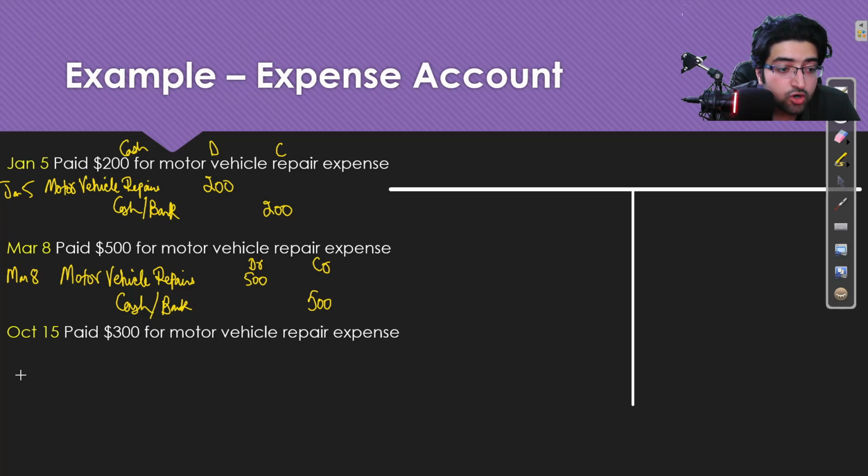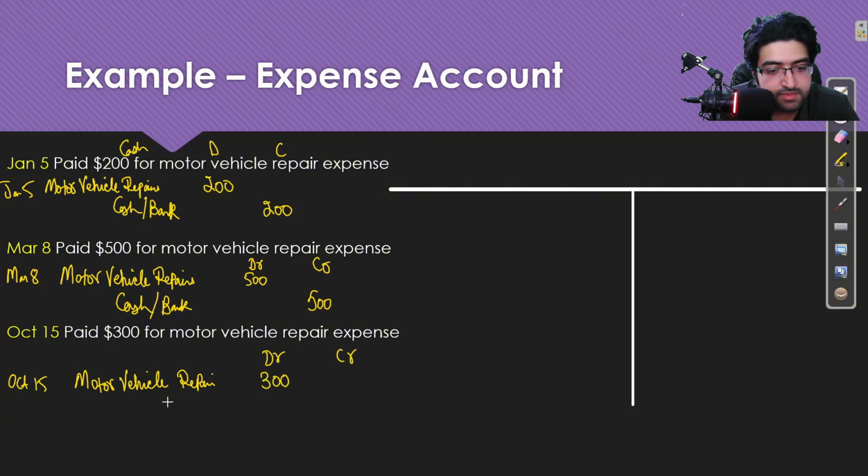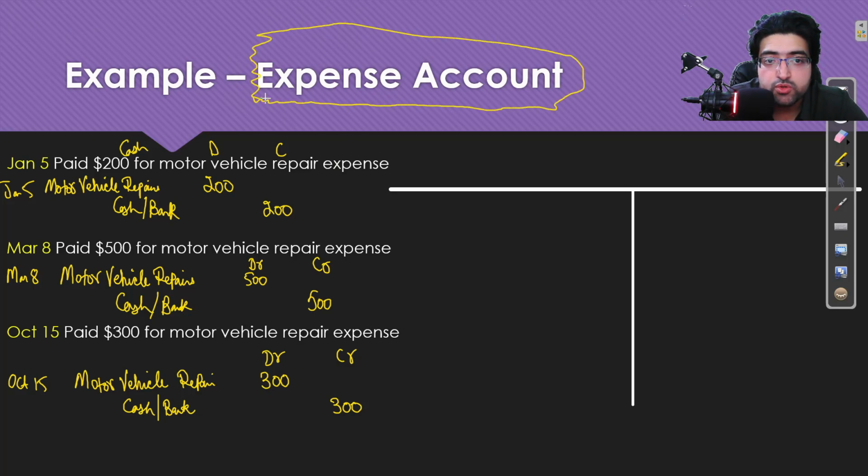And then October 15 we are paying for motor vehicle repair again. So motor vehicle repair debit by 300, and then cash or bank depending on how we paid for it will be credited by 300. We are talking about expenses right now, so I will only prepare the expense account to show you how it is closed and balanced to zero.